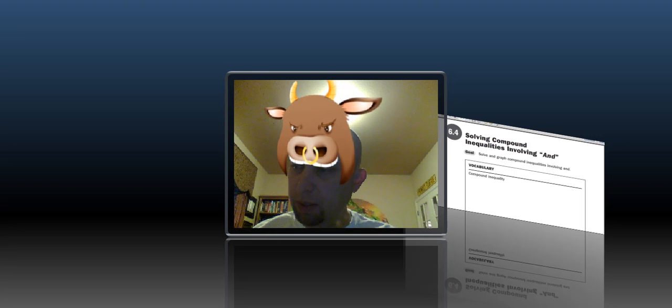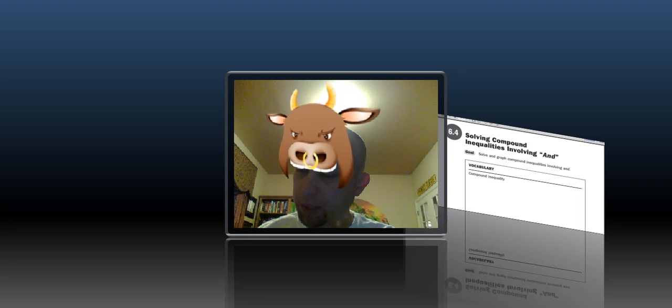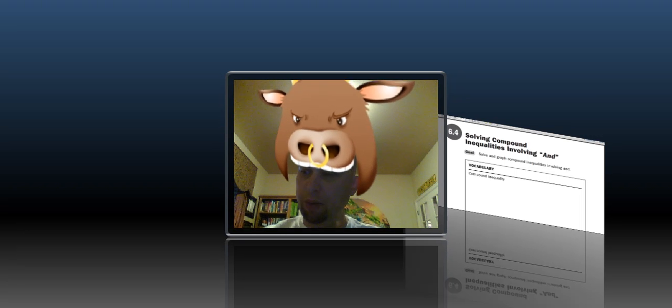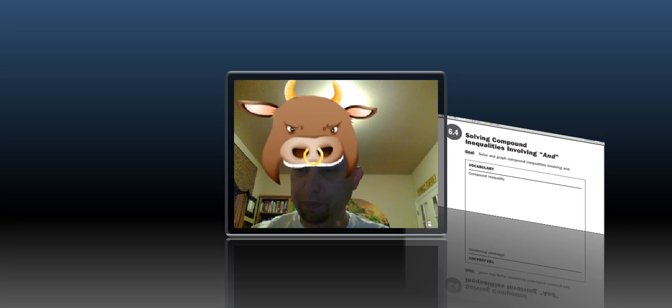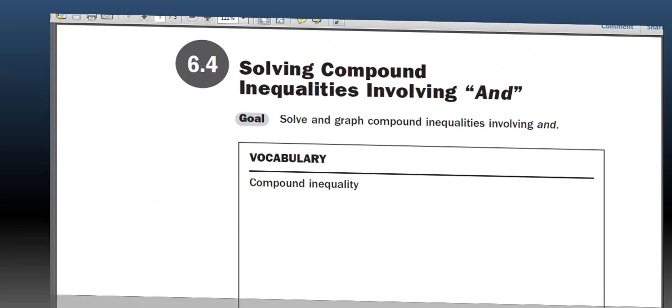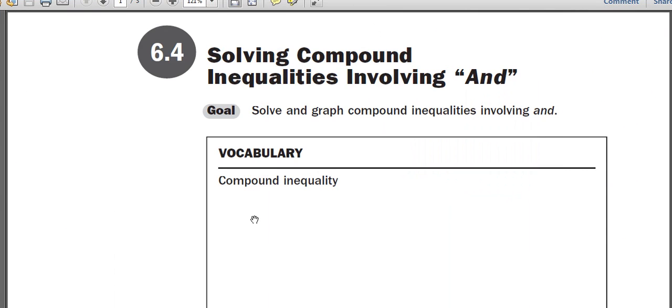Okay, this is lesson 6.4. It's going to be on page 127 in your note-taking guide, and this is about solving compound inequalities involving the word and. So if you go to 6.4, here's what we have. We're going to first of all define it, and how we're going to define this is to use the word and.